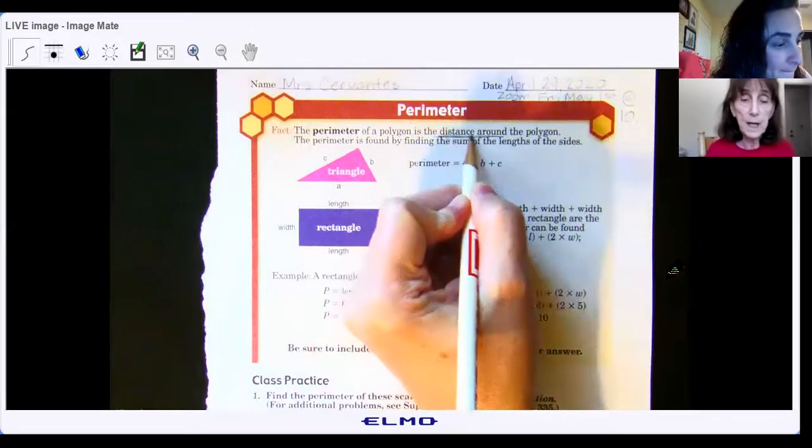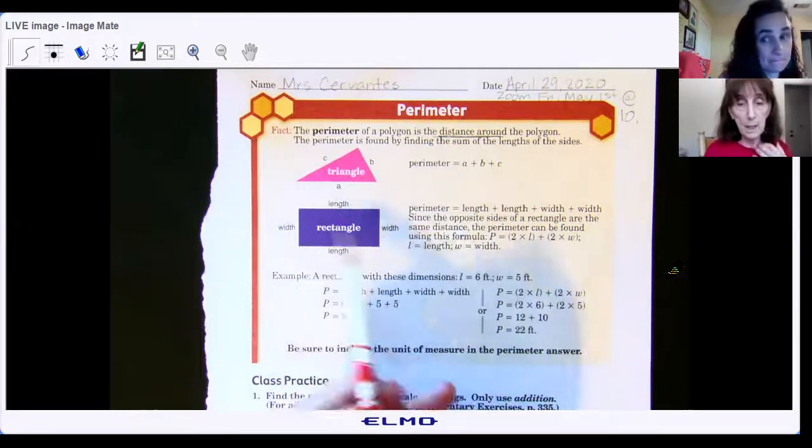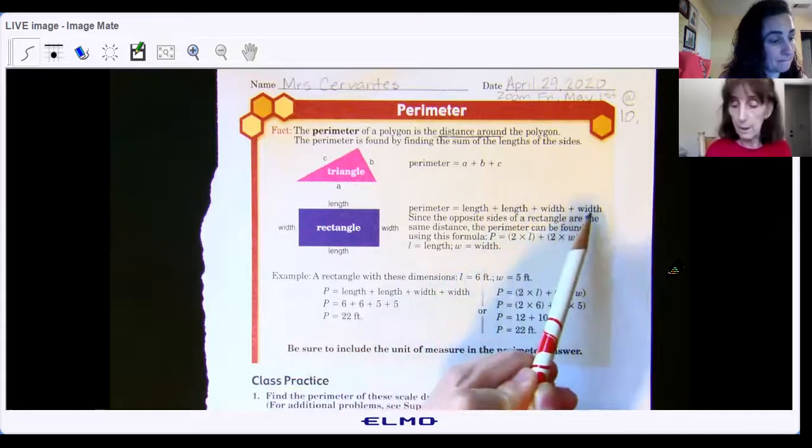All right, perimeter equals length plus the width plus the width. So you have 2 lengths and you have 2 widths.